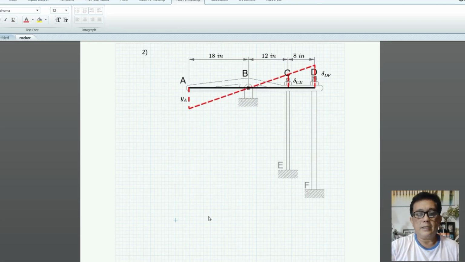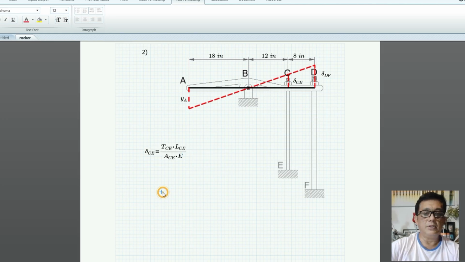Number 2, solve the corresponding deflection at point A in inches. Here's the deformation again. This time we are going to solve for Y sub A. We can either use delta sub CE or delta sub DF. Since we have the internal forces, we can then solve the elongation or deformation. Let's just solve the elongation for rod CE. Delta sub CE is equal to T sub CE times L sub CE divided by area sub CE times E, the modulus of elasticity.